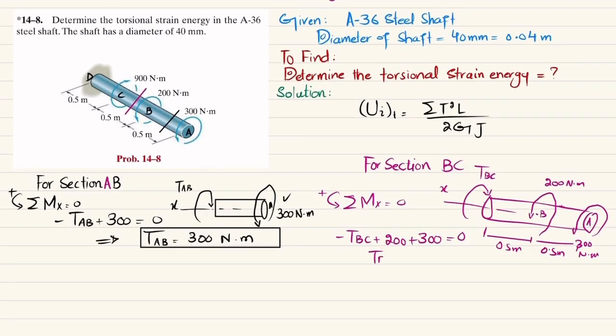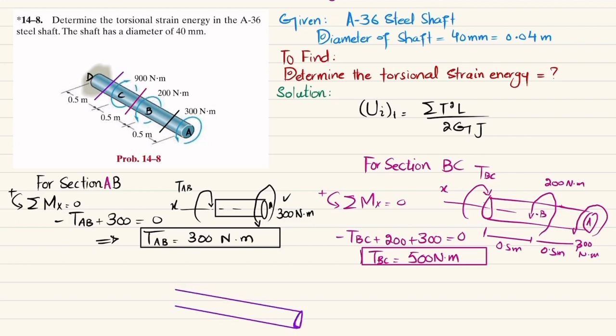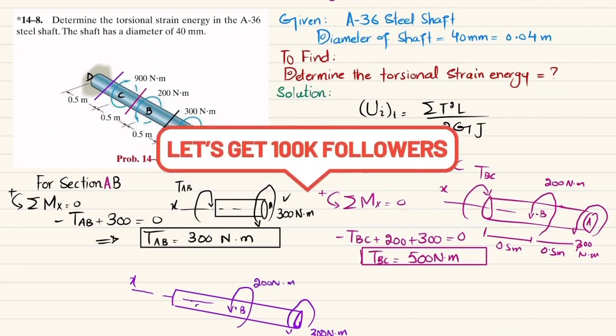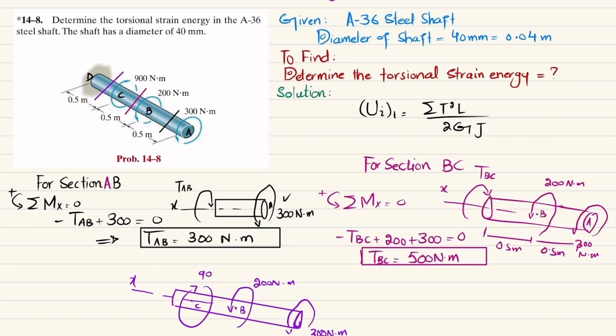So what we will get is that TBC will be equal to 500 Newton into meter, and the TBC will be clockwise. Now we will section it at point C, between D and C, and if I draw the free body diagram, it will be like this. This will be the shaft here. So you can see this is the axis. So at point A, again we have 300 Newton meter, that is counterclockwise. This is point B. So at point B, we again have 200 Newton into meter, and this is your point C. At C, we have clockwise movement of 900 Newton meter.